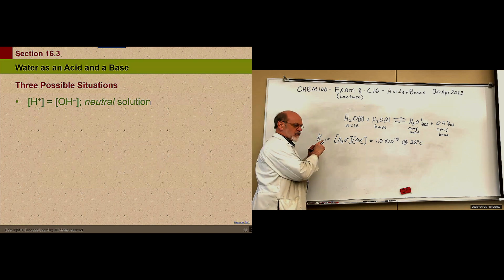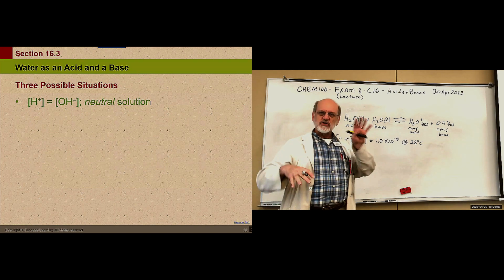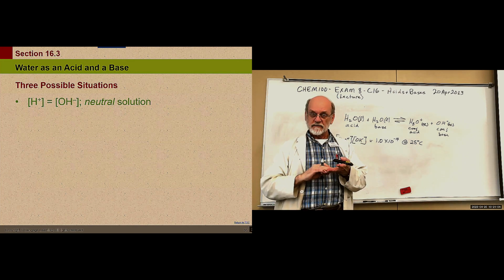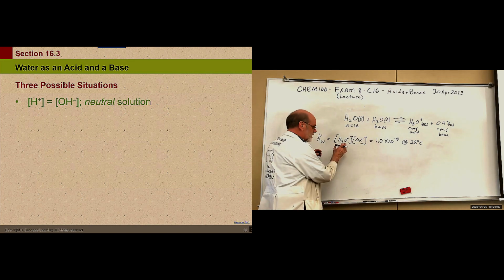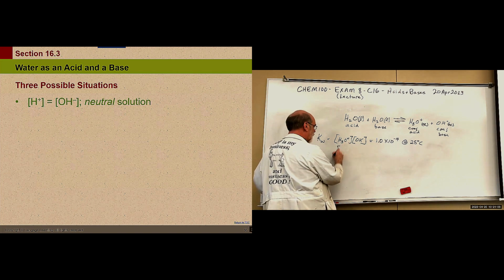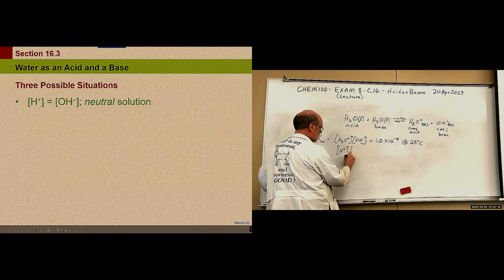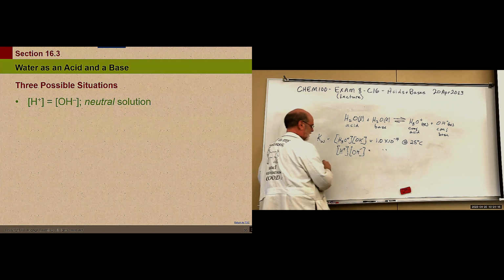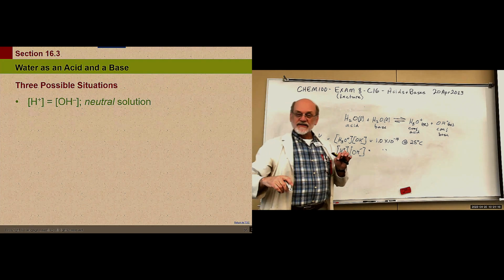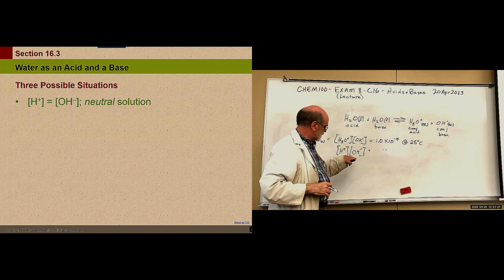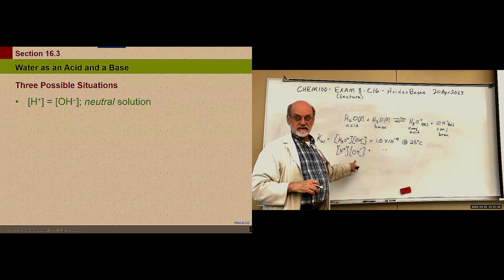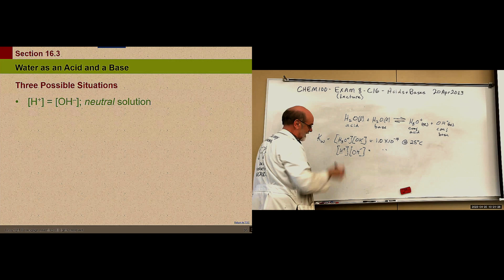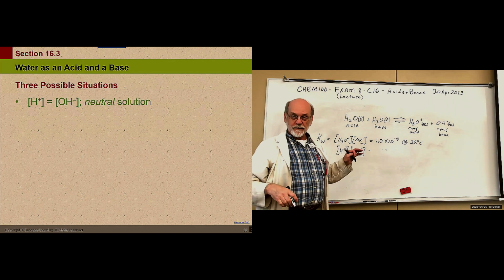So we have three general situations in aqueous solutions. One in which this concentration, and we can write it this way also, comes out with the same number. The situation where this concentration is exactly equal to this concentration, that's called a neutral solution. If those are equal, then it's neutral, right?